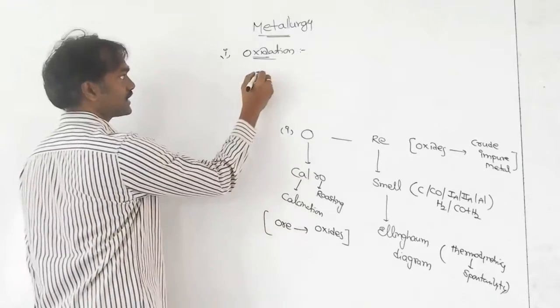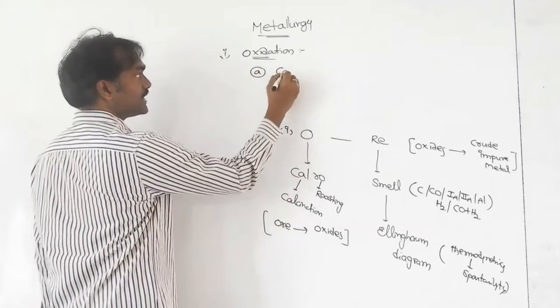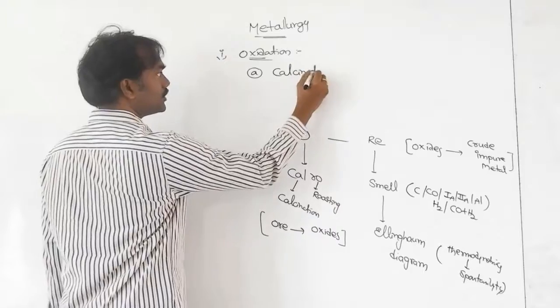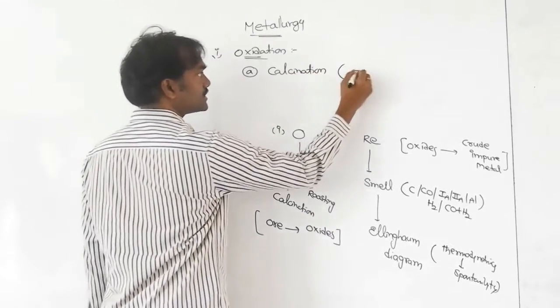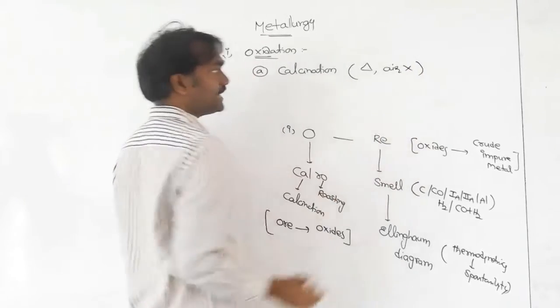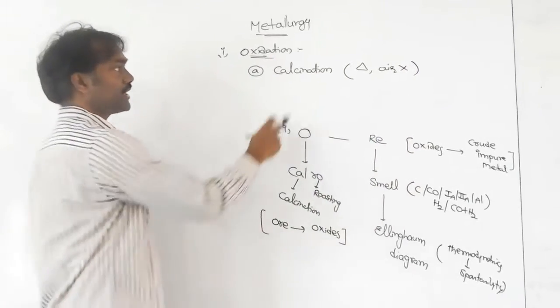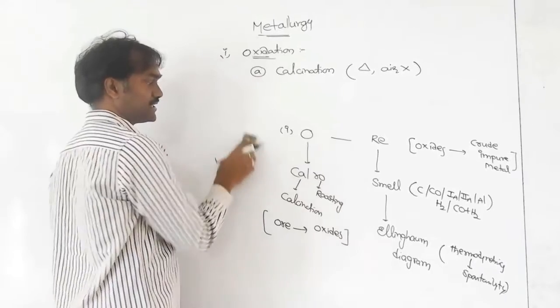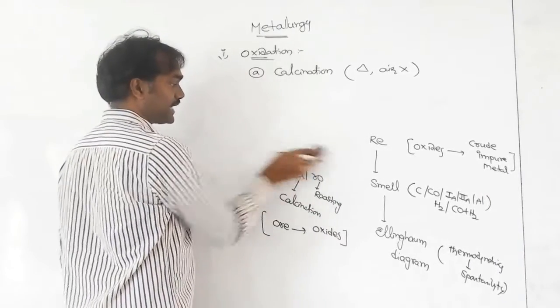Here two processes are there. One is calcination. What is the meaning of calcination? Heating the compound without air, otherwise with a little amount of oxygen. That is called calcination. What happens in the calcination?